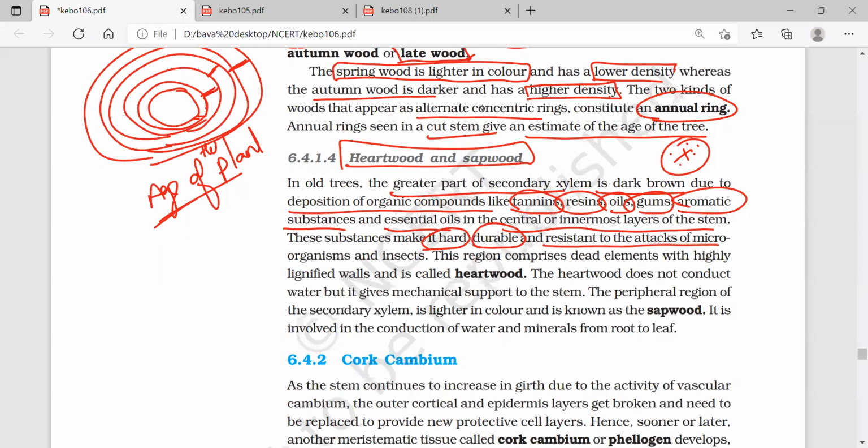Excuse me, sir. Yes, sir, what is meant by tannin, sir? These are all secondary metabolites. The plants can produce secondary metabolites. Okay, thank you, sir.